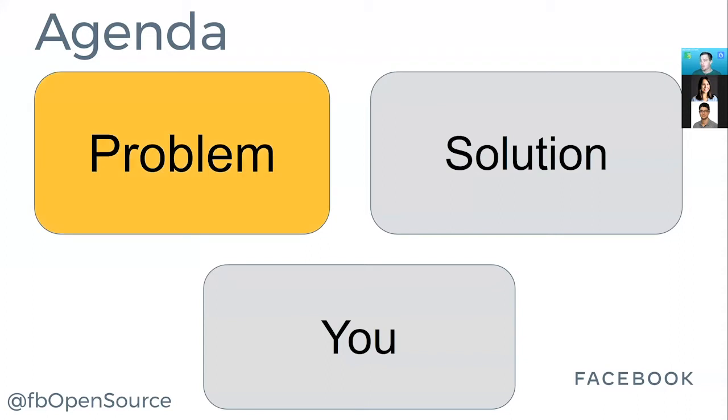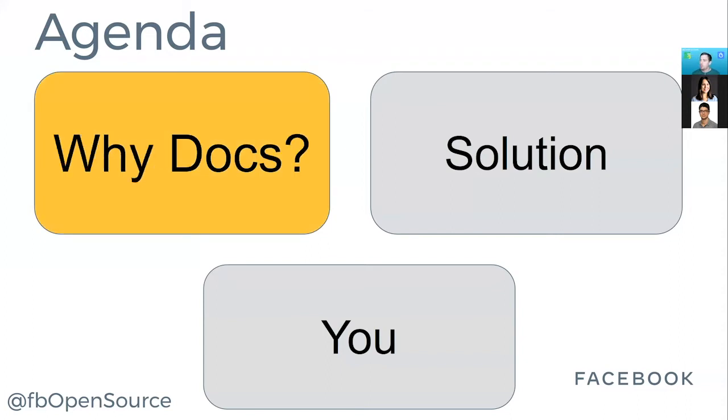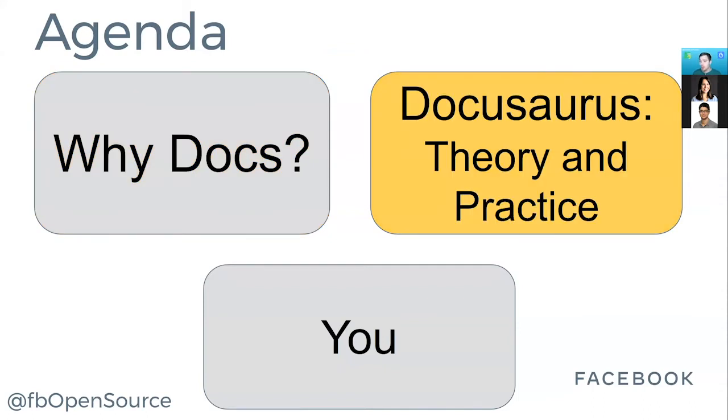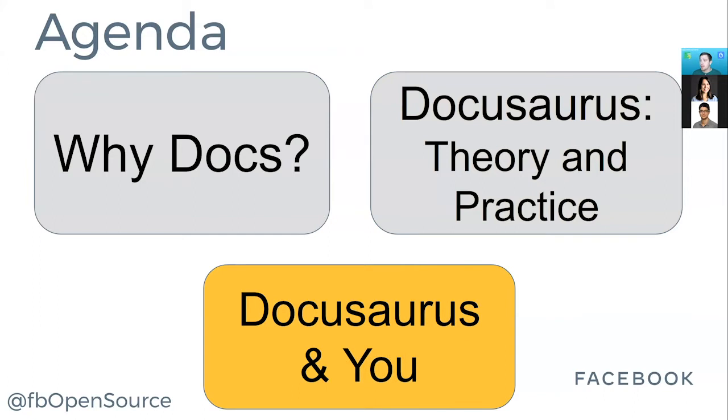So in that case, the problem would be, why do we need docs? How do we even write them? How do we get developers first to actually work on documentation? And the solution I would propose would be using Docusaurus. And Docusaurus hopefully will help you define the importance of documentation. And we'll approach it from both theory and also practice. We'll do some demo. And at the end, we'll discuss how you can extend Docusaurus to fit your need and hopefully get you excited about contributing to Docusaurus, since it's an open source project first.